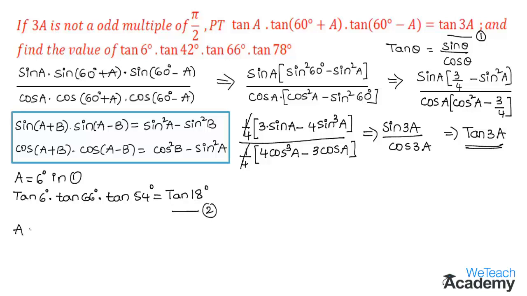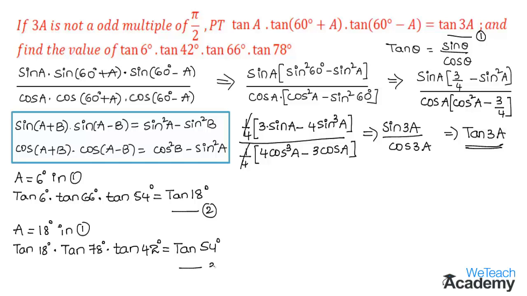Then let us substitute a equal to 18 in equation 1. Again, by substituting, we get tan 18 degrees into tan 60 degrees plus 18 degrees, which will be 78 degrees, into tan 60 degrees minus 18 degrees, which will be 42 degrees, which is equal to tan 3 times a, that is 3 into 18 degrees, which will be 54 degrees. Now let us name this equation as equation 3.